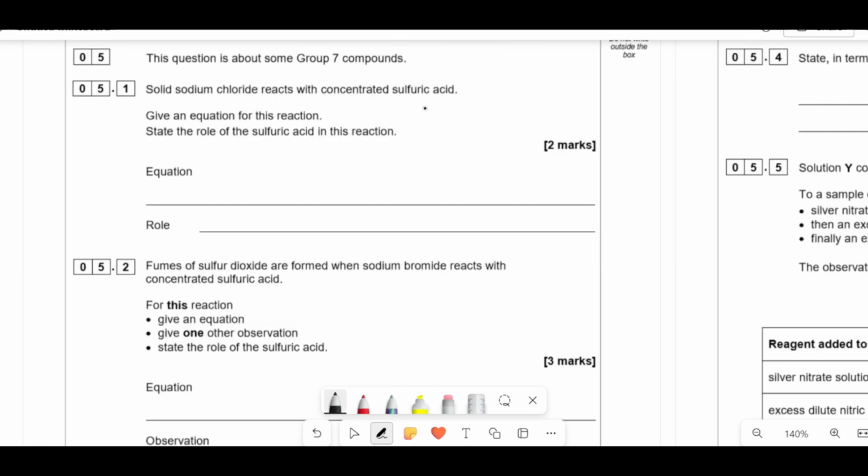Okay, so this question is about group 7 compounds. Solid sodium chloride reacts with concentrated sulfuric acid. Give an equation for this reaction and then state the role of the sulfuric acid in this reaction. So unfortunately, it's those reduction reactions you kind of have to memorize, but all of them start off with Na in your halide, so Cl in this case, plus H2SO4 makes NaHSO4 plus HCl. All of them start off with that, and then the other ones go further down in the steps, so they'll reduce it eventually down to H2S.